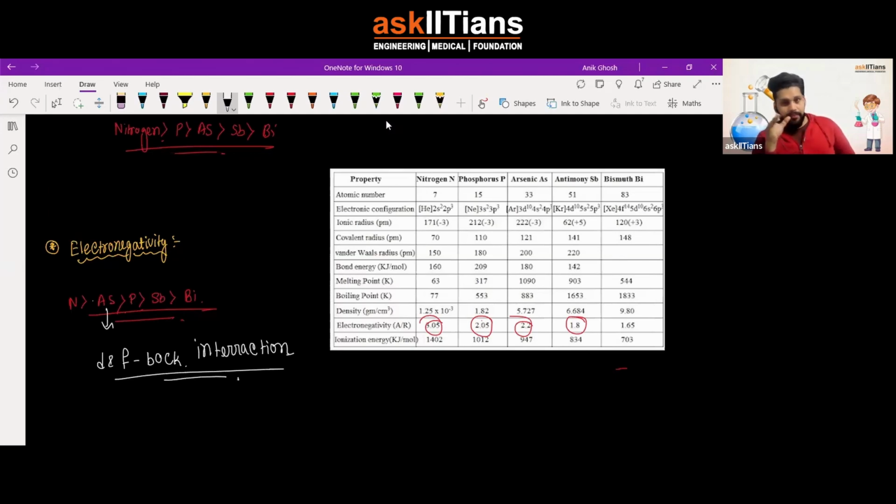Okay, so because of the d and f block interaction, for arsenic, the electronegativity value is comparatively higher. What I meant to say is, for arsenic, because of the d and f contraction, specifically d contraction, the size goes down, so electronegativity would go up, right? So in that way, we can consider this.